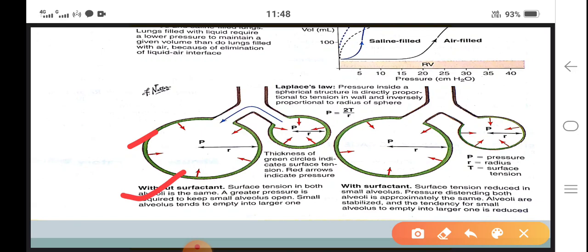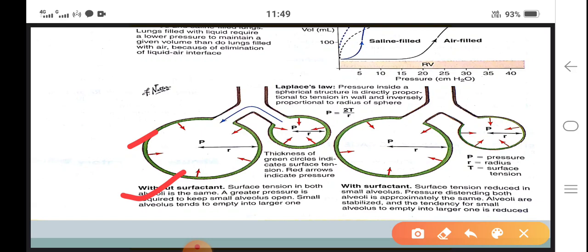Surfactant is a complex mixture of several phospholipids, proteins, and ions. The most important components are the phospholipid dipalmitoyl phosphatidylcholine, surfactant apoproteins, and calcium ions.